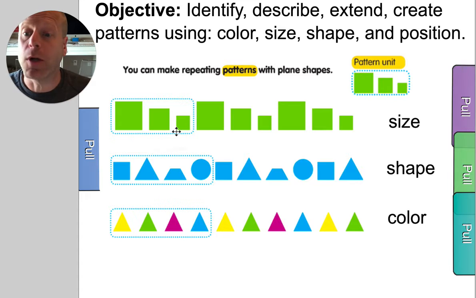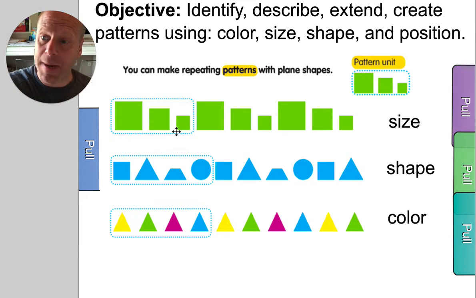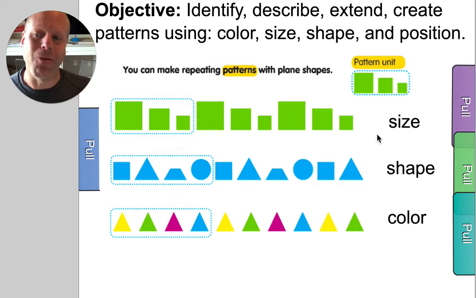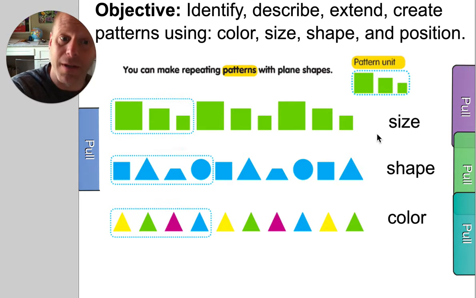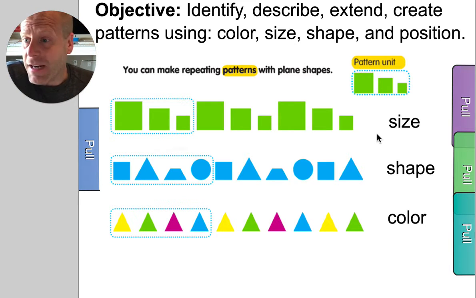I grew up calling that the stem of the pattern, and then the stem repeats. Here it is again. And then the stem repeats. Here it is again. And then usually at the end, they'll say, what's next? And you have to put the pattern unit there again, right? You can also do that same thing with shapes.